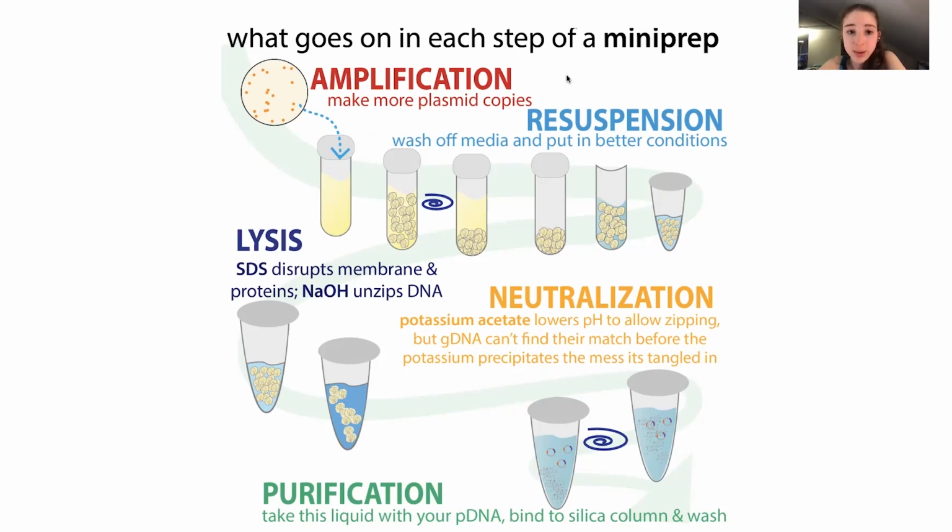So we're going to resuspend them. We're going to pellet them, so centrifuge them to spin down the cells, remove the media, so the food they were growing in, and put it in this other buffer. And when we put it in this other buffer, this resuspension buffer, we want to make sure that it's not going to be lysed already. We don't want to break it open yet.